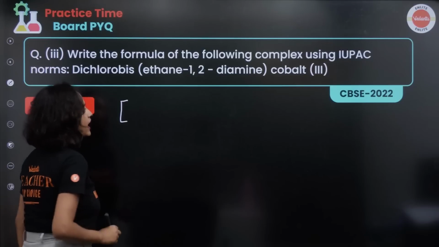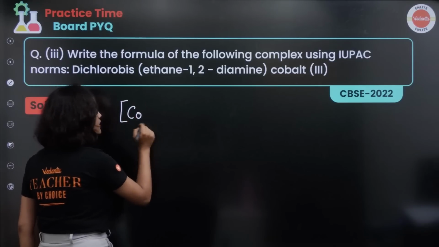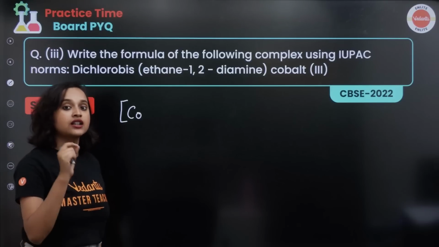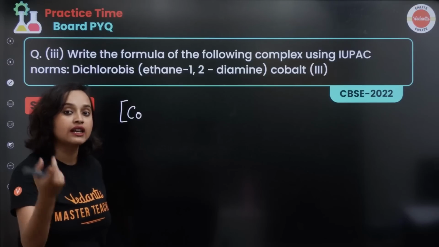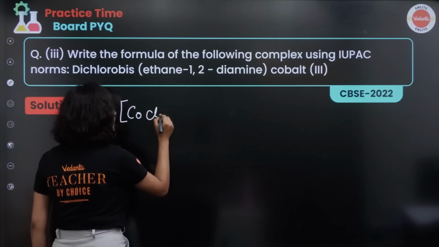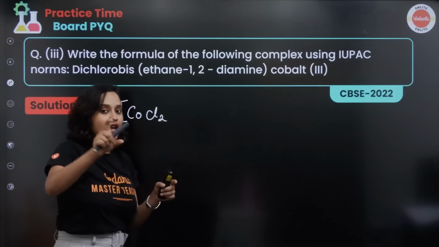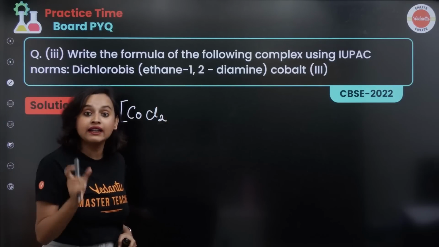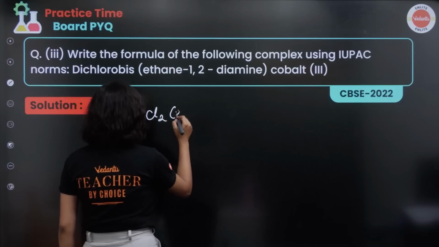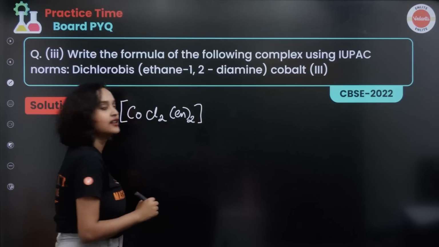Let's start with the square bracket. The first thing we are going to do is write down the central metal atom, that is cobalt. After that, in alphabetical order, we are going to write down the ligands' names. So it is dichlorobis. Dichloro means Cl2. Bis means ethane-1,2-diamine is two. Ethane-1,2-diamine is a bidentate ligand. I hope you remember. So we can write this as en, bis, so 2. Alright, let's close it.